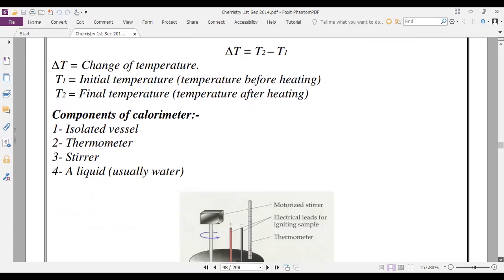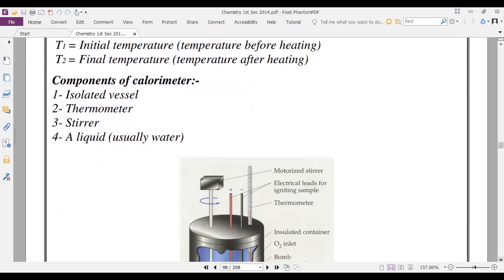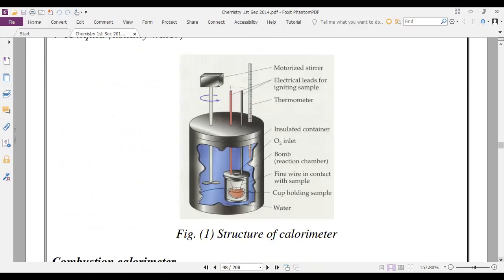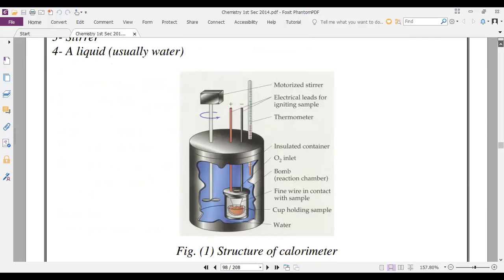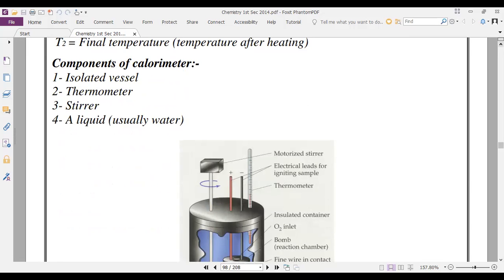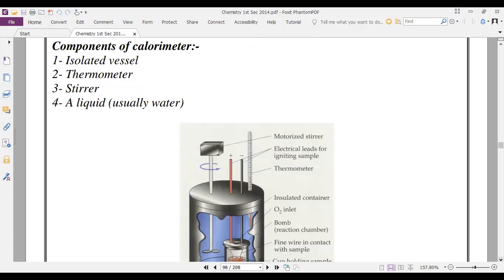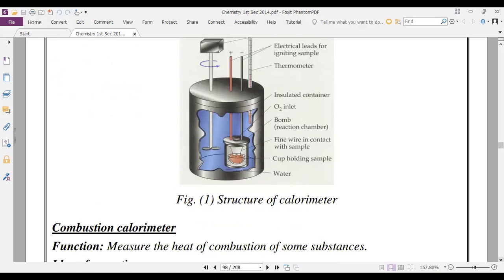And the components of the calorimeter are an isolated vessel, thermometer, stirrer, and a liquid, usually water. This is the structure of the calorimeter. Okay, Mariam?